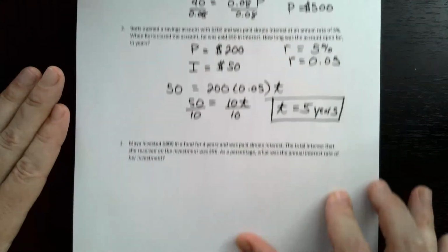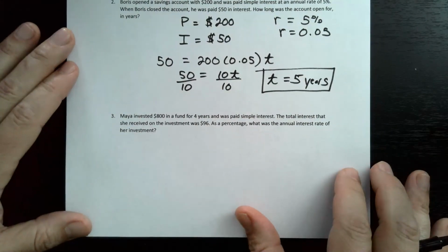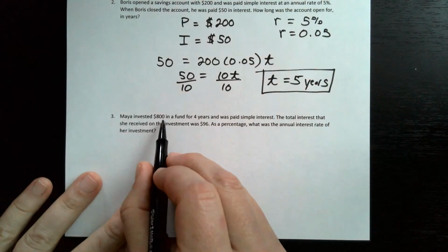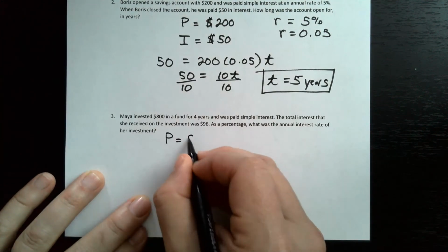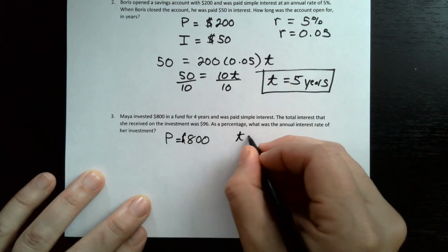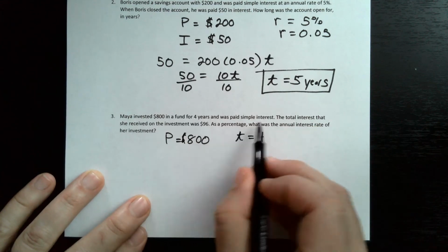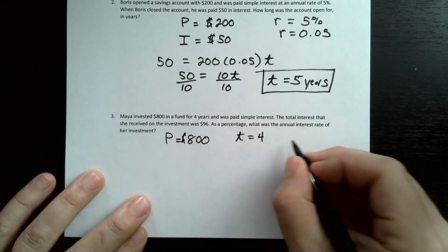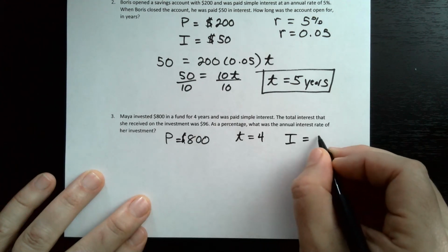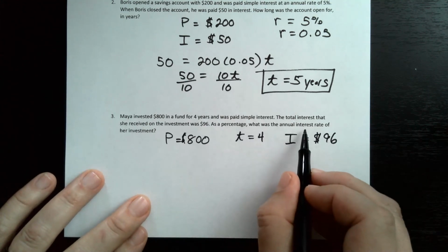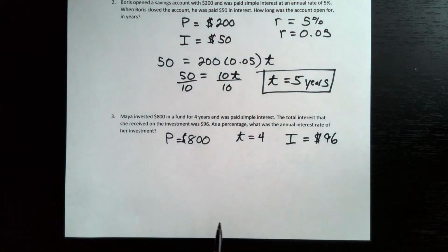Okay, and let's look at the last one. Maya invested $800 in a fund for 4 years. All right, $800 is the original amount, and 4 years, that's time. It was paid simple interest. The total interest that she received on the investment was $96. That's I equals $96. What was the annual interest rate as a percentage of her investment?